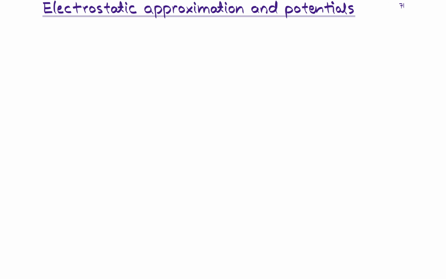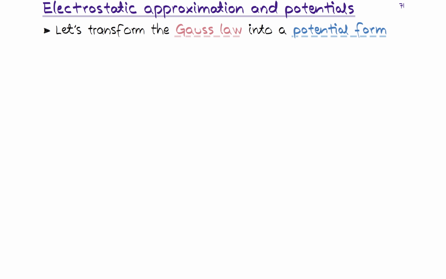Now let's look more into Gauss's law and how we could transform this into the potential formulation, because I want to show you here that there is also a different way of describing electrodynamics that is not based on the E field and B field, but rather on the potentials, on the scalar potential and on the vector potential. And how do we do this? We transform Gauss's law into the potential form.